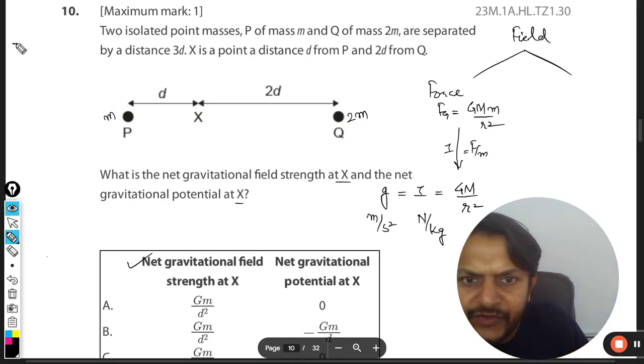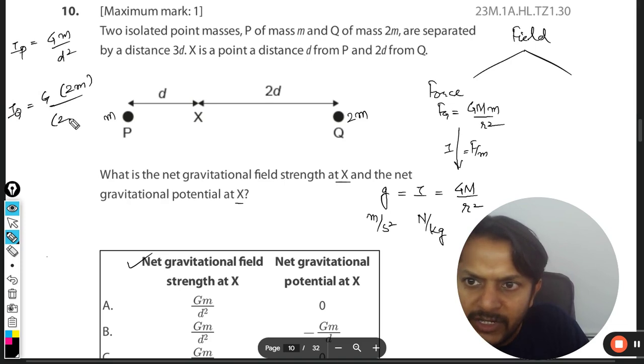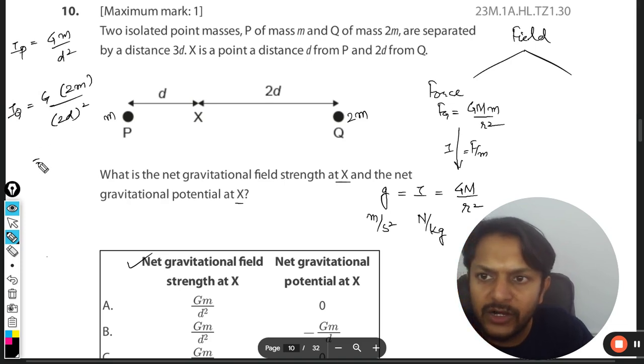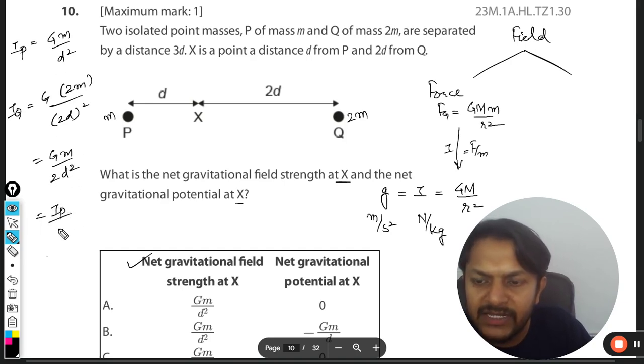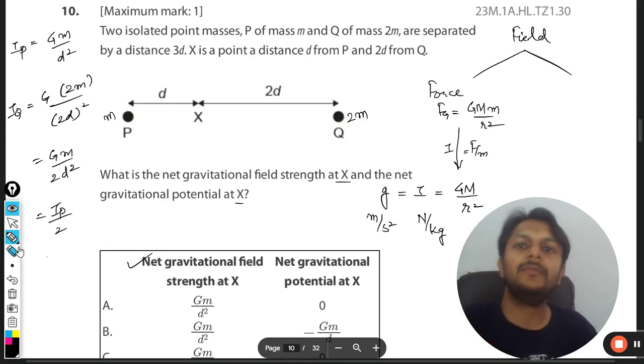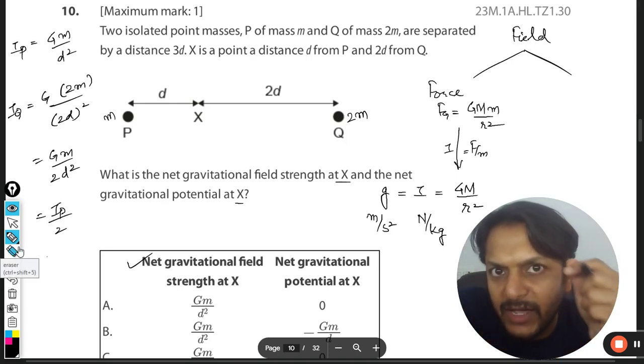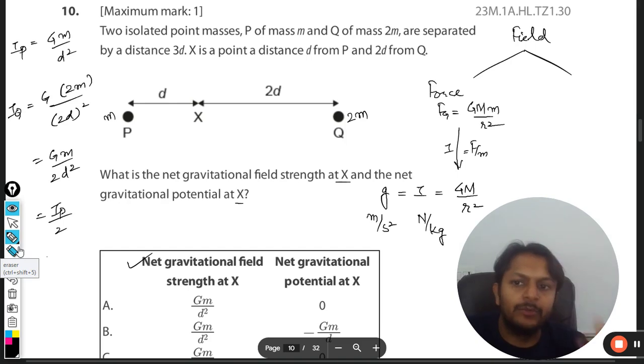Let us first find IP. So IP is GM divided by d square. And what is IQ? It will be G 2m divided by 2d square. So it will become GM by 2d square. Clearly this is IP divided by 2. So the intensity is now becoming half.